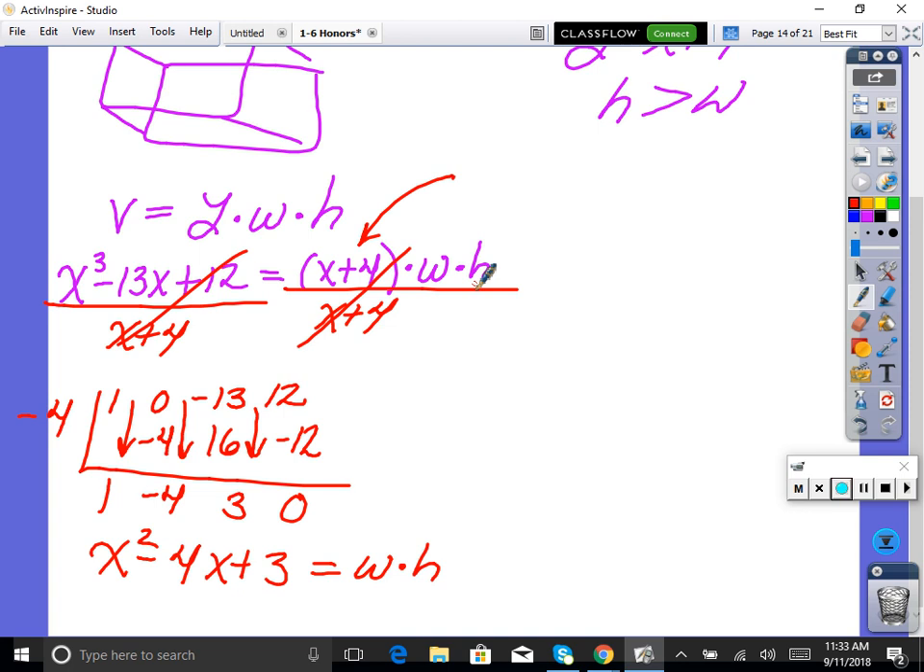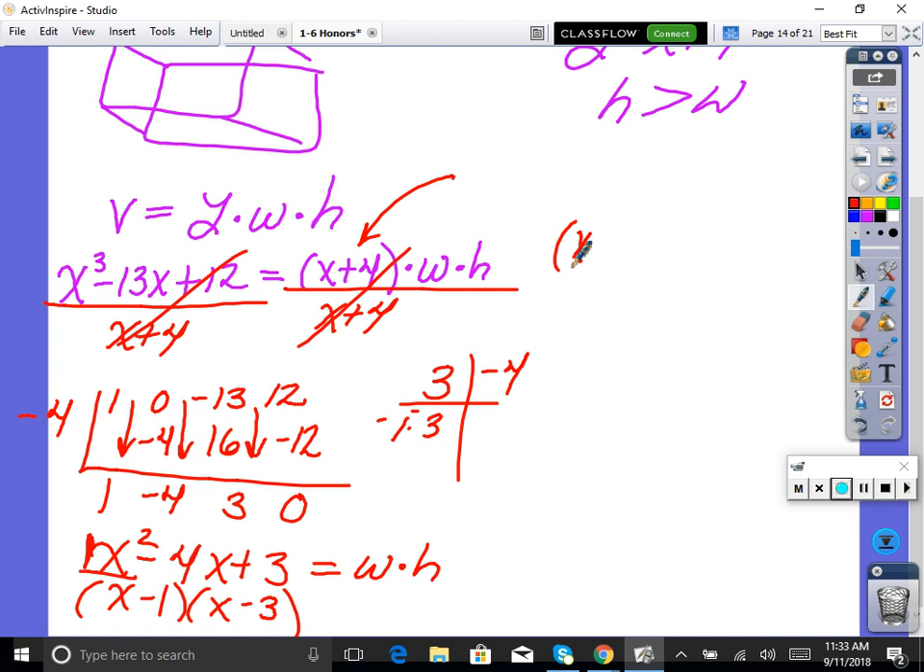How am I going to find the width and the height? Factor the quadratic. What multiplies to be 3 and adds up to be negative 4? 1 times 3, negative, negative. Can I quick factor? Yes, because our leading term is 1. So x minus 1 and x minus 3. So now what we have here is, this factored to be x plus 4 times x minus 1 times x minus 3, didn't it? So that is factored completely.